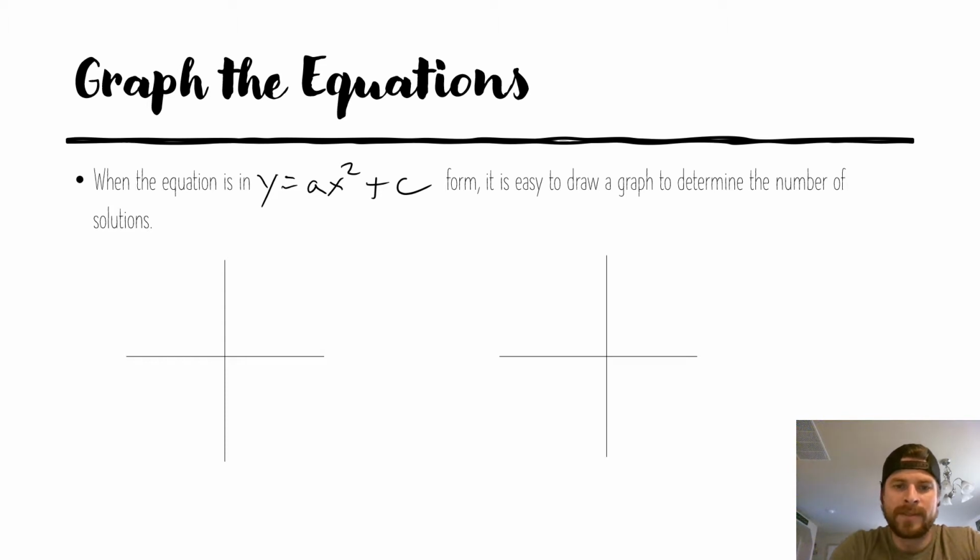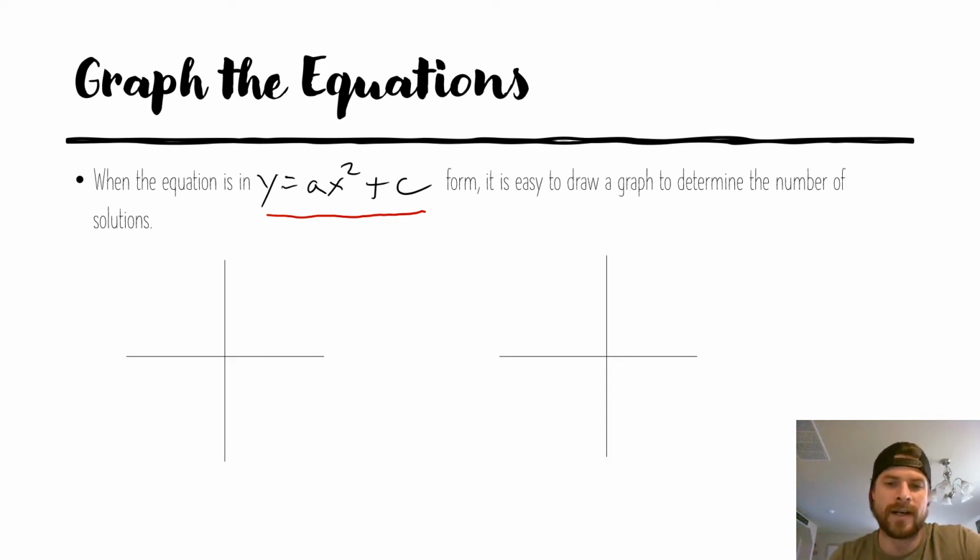So right now we're going to be specifically talking about y equals ax squared plus c type of equations. There's no bx in these equations. These ones are fairly easy to graph, and the technique I'm going to show in this video is how to graph these equations out to determine the number of solutions that it would have.